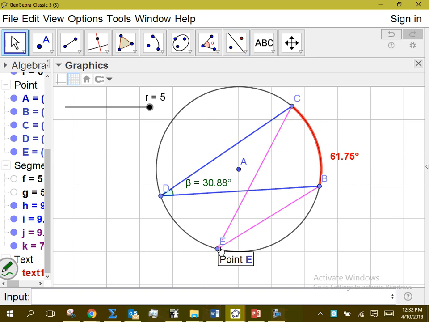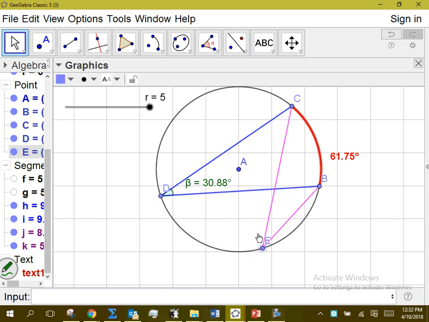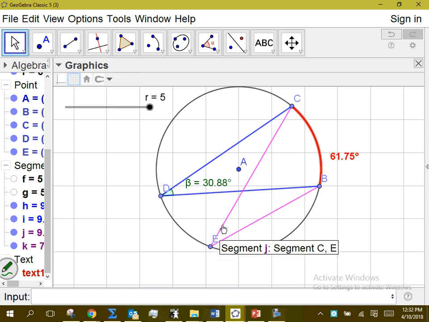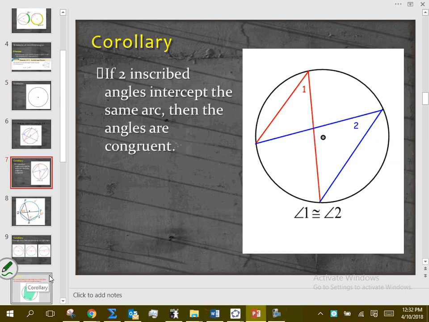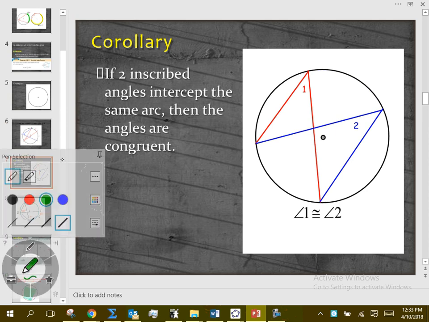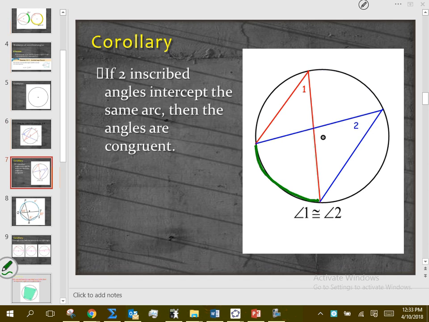And I can put in as many as I want. Okay, so moving around E is showing those infinite other angles that intercept the same arc. So all those angles are going to be the same measurement. Is that doable? Okay. So I'll put that up so you guys can write that down. If two inscribed angles intercept the same arc, then the angles are congruent. So I'll put in that picture: angle 1 and angle 2 would be congruent. So they're both intercepting that green arc.